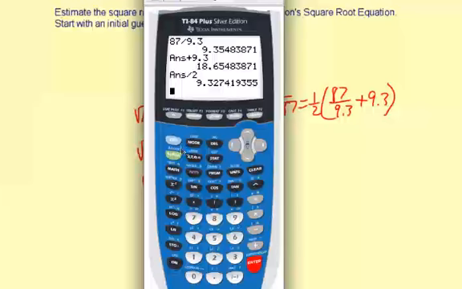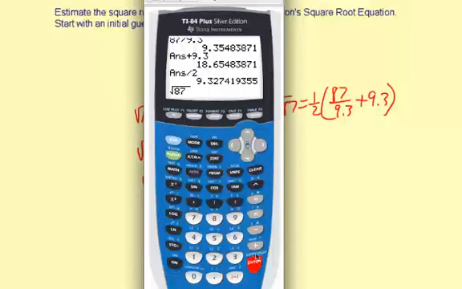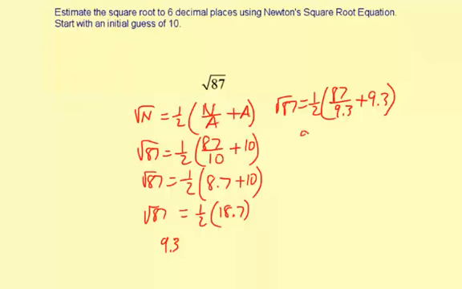So let's look at the square root of 87 again. We're accurate to 1, 2, 3 decimal places. So 9.327, that's our next guess. And see how that's more accurate than the first time through. Now this is called an iterative process when you use a formula over and over again and you get closer and closer to your answer.